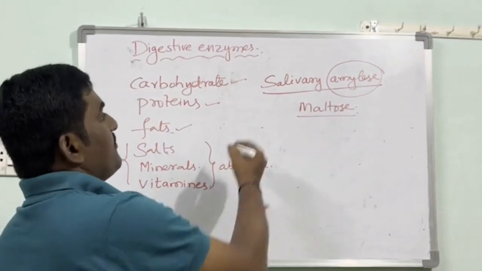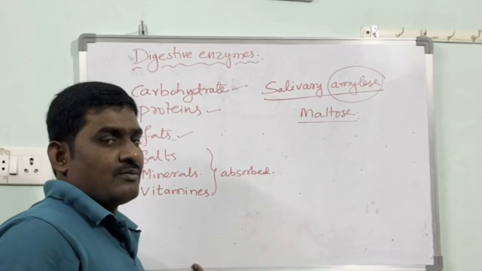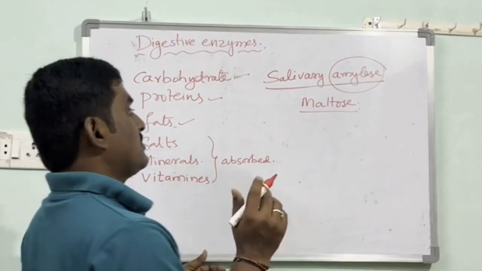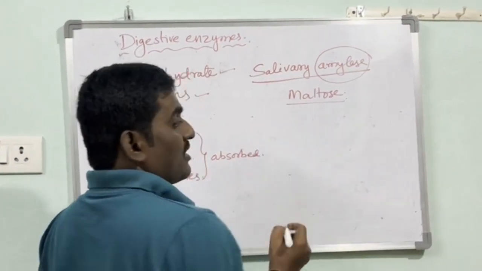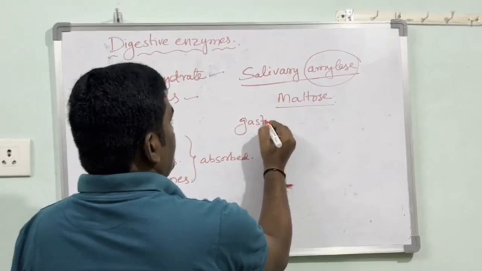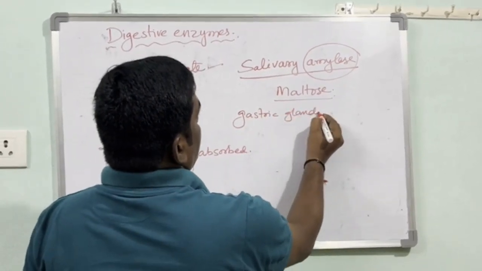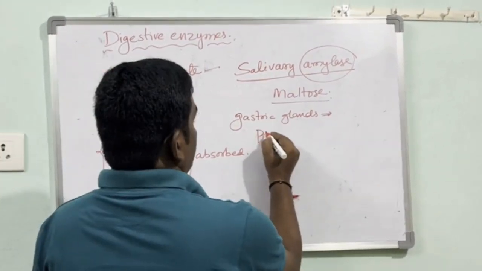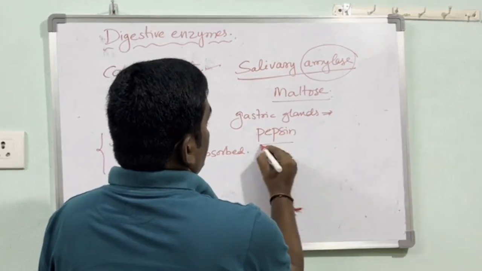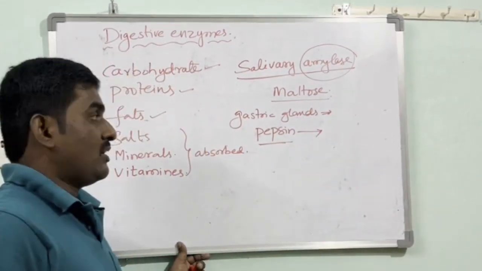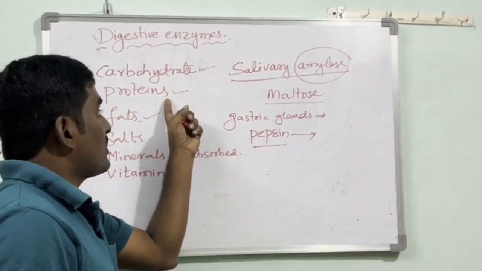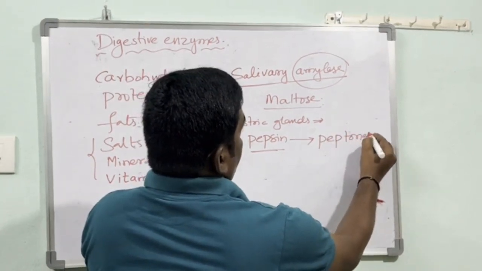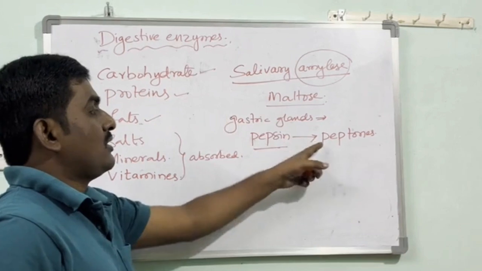Right. Next, after the mouth, what do we have? Esophagus. But in the esophagus, there are no digestive enzymes. Whenever food reaches the stomach, the stomach contains glands. What glands? Gastric glands. These gastric glands are going to secrete an enzyme called pepsin. This pepsin is secreted into the stomach and acts on proteins, and proteins are going to be converted to peptones.